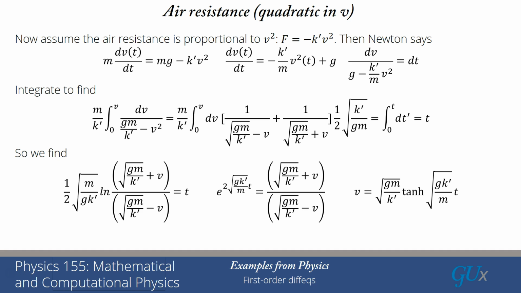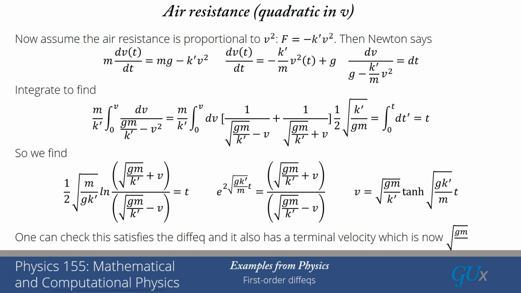It's a different terminal velocity because we have a different kind of force acting on the system. It goes like v squared instead of v. You can also check that this satisfies the differential equation. v at t equals 0 is equal to 0, and if you work out the derivatives, you find it actually does satisfy that differential equation. As we said before, we get this new terminal velocity that's different from the one we had last time. All right, that's all I want to talk about with regards to air resistance.